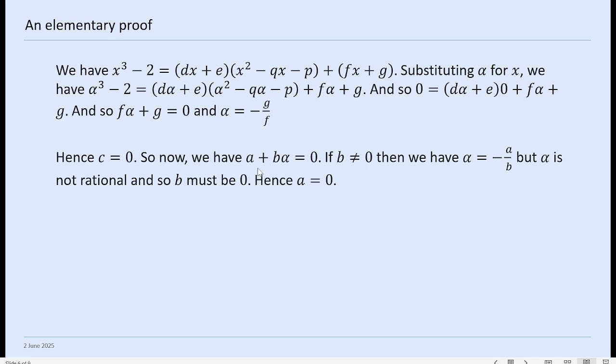So now we've got A plus B alpha is 0. If B were not 0, alpha would be minus A over B, again a rational. So B must be 0, hence A is 0, and we're there.